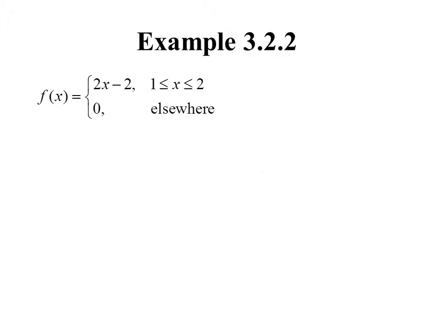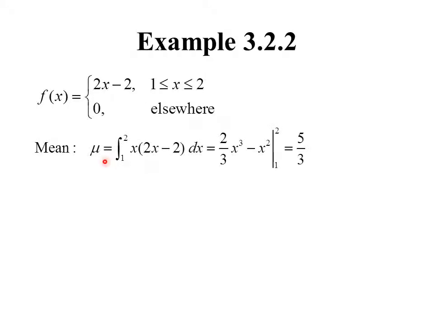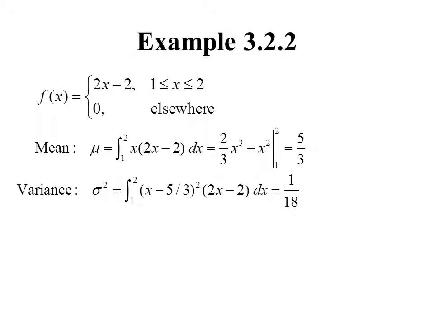So to illustrate these definitions, let's look back at this particular PDF. First, let's calculate the mean. We take x times the PDF, and we integrate over all values of x. Again, we only need to integrate over the interval 1 to 2 because that's the only interval for which the PDF is non-zero. Then we can calculate that using the fundamental theorem of calculus to be 5/3. The variance, we take x minus mu, square it, times f of x, integrate over the interval from 1 to 2. Again, we could integrate that out to be 1/18.